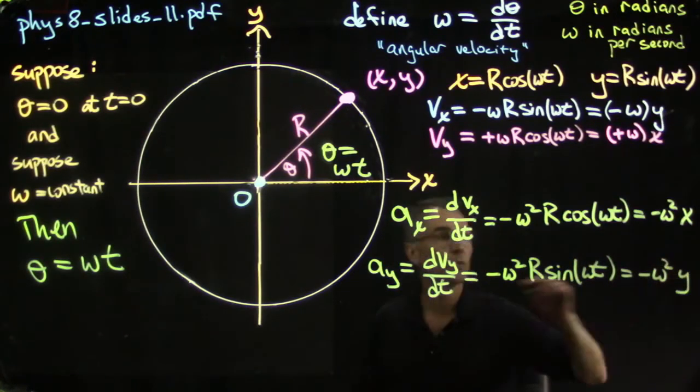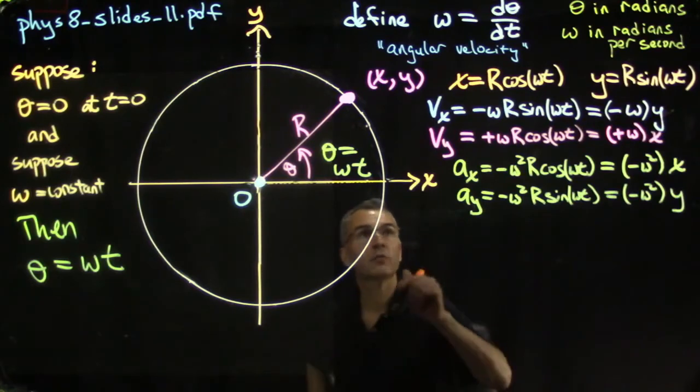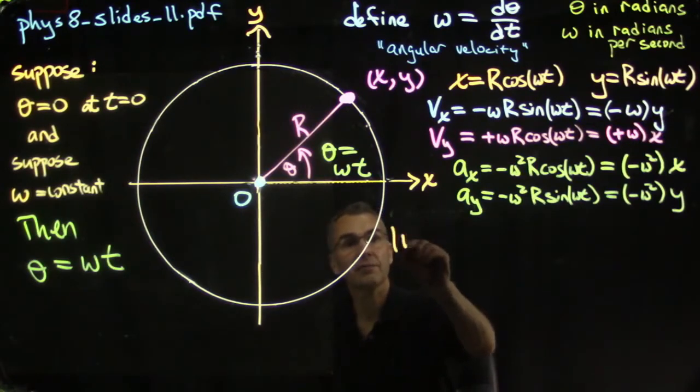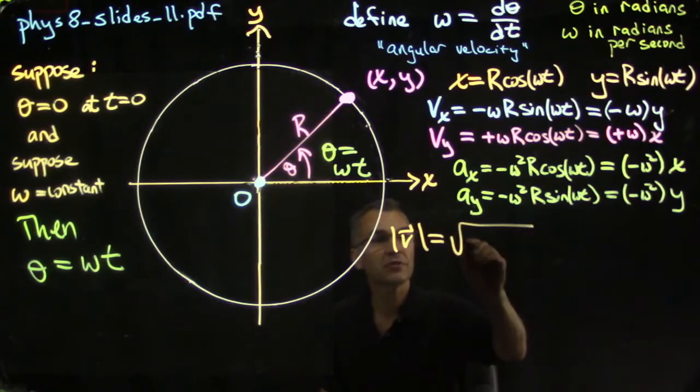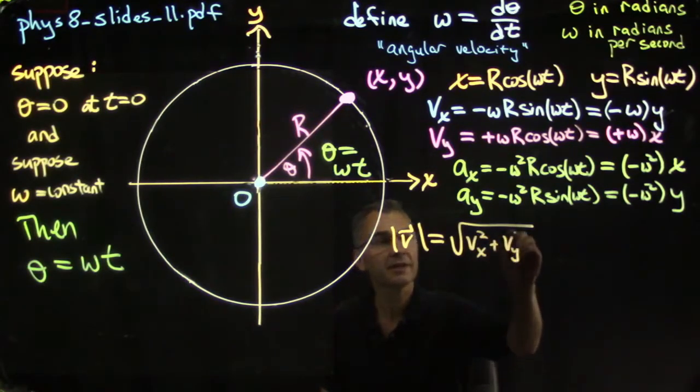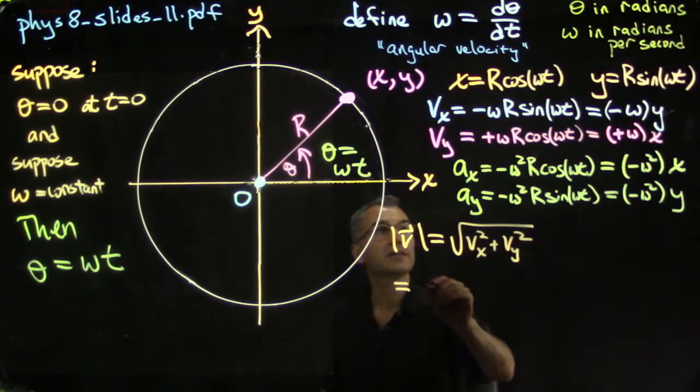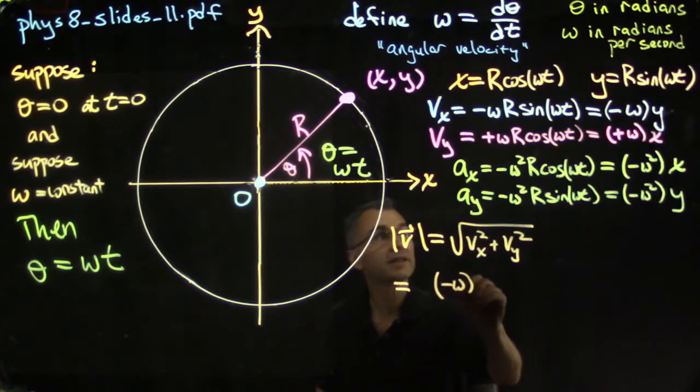So one thing we can work out right away is the magnitude of the velocity vector. That should just be the square root of vx squared plus vy squared. And that is, so then vx is minus omega times y.